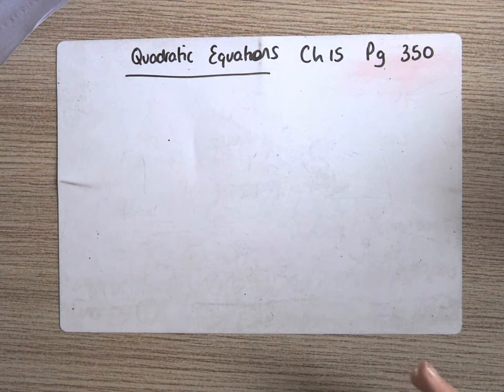Okay, this is called quadratic equations. What does an equation have in it? Numbers, letters, and an equals. Equals is the important thing. It's not a quadratic expression, it's an equation. It has an equals. Okay?